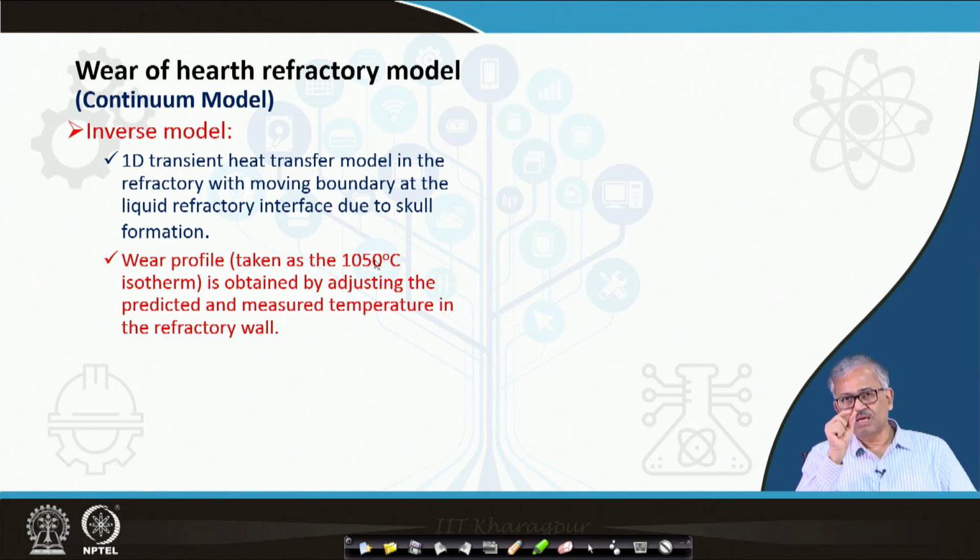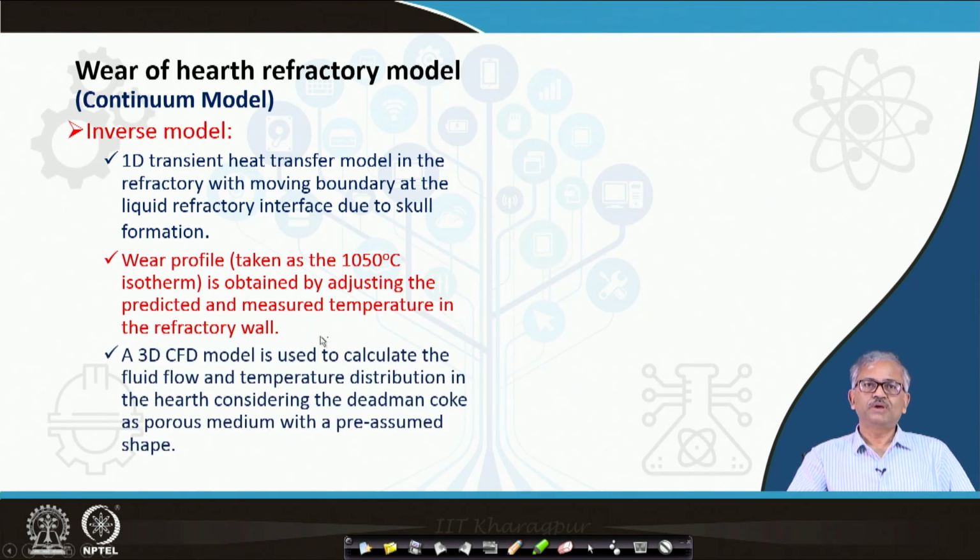Actually some amount of skull formation may be there. And then we can find out what is the refractory location, because the skull will be very low conducting compared to the carbon. As a result, the isotherms will be very fine in the skull region. So we can understand where is the skull and where is the refractory. So basically the wear profile can be obtained by adjusting the predicted and measured temperature in the refractory wall, as I said, by inverse modeling.